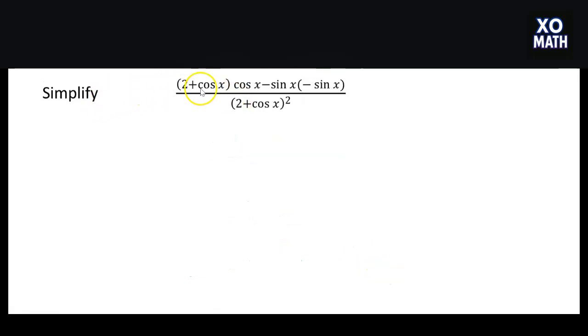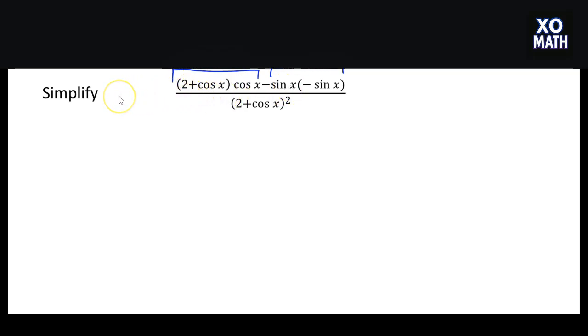Let's simplify the quantity 2 plus cosine x times cosine x, minus sine x times negative sine x, all over the quantity 2 plus cosine x squared. First, let's not be tempted to cancel the quantity 2 plus cosine x that's in the numerator and denominator, because these are not factors. In the numerator, I still have two terms. So I want to see if anything is in common in those two terms, but there isn't anything I can factor out of both.